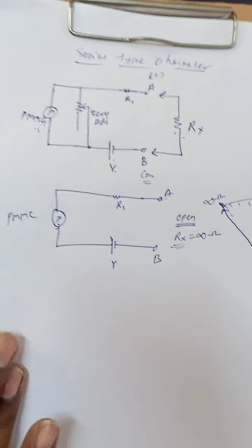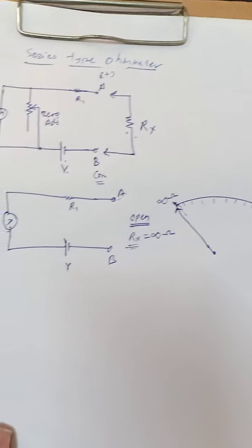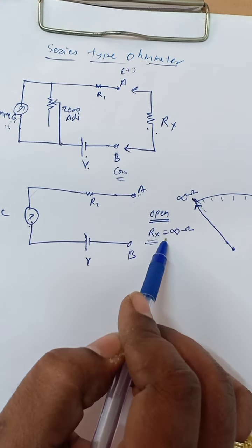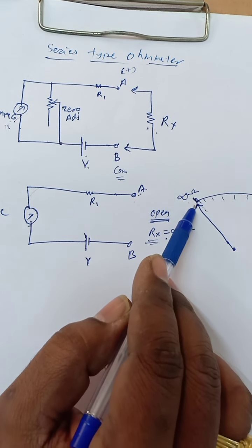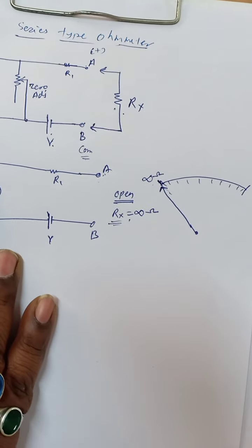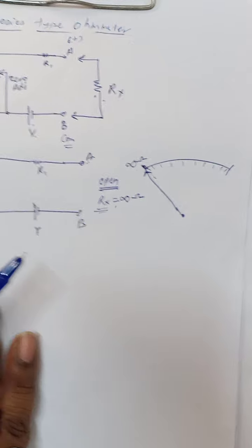A simple thing: as we don't connect A and B, it is infinite, and at that time the needle is in the resting position, which means the needle indicates infinite ohm.